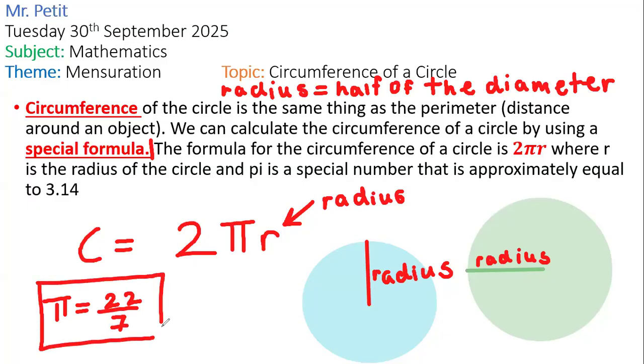Pi is 22/7. All right. Do we write the circles and thing that's on the screen? Yes, you do also write that as well. That's just to help you with identifying the radius, knowing what the formulas are.